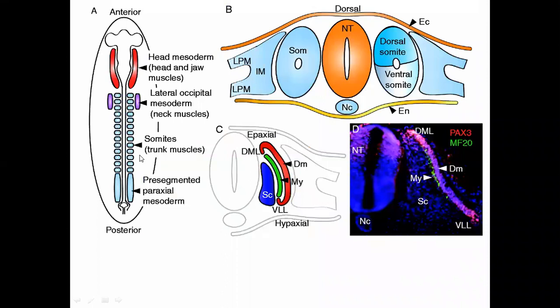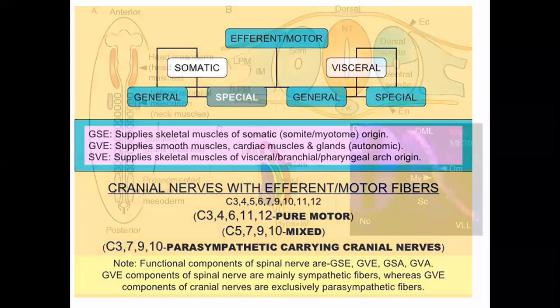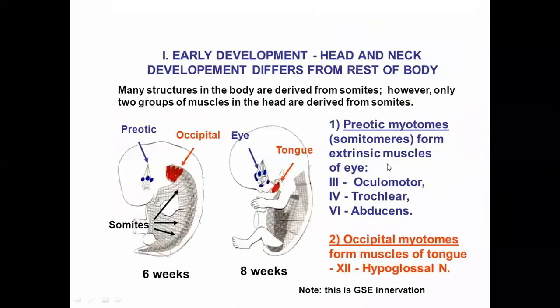Take the muscles of the trunk region, the upper limb and the lower limb: they are derived from the somites. Except for some areas that we will see later, the skeletal muscles of visceral origin in the neck region are derived from the branchial arch. I'll show you the picture of the branchial arch, then you'll understand. Otherwise, all the muscles are derived from somites. In the head and neck region, the somites aggregate into two groups, the pre-otic and occipital myotomes, which give rise to the muscles of the eyeball and the muscles of the tongue. So all are general somatic efferent.